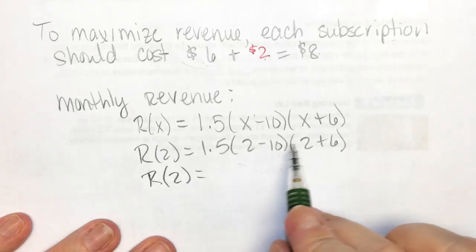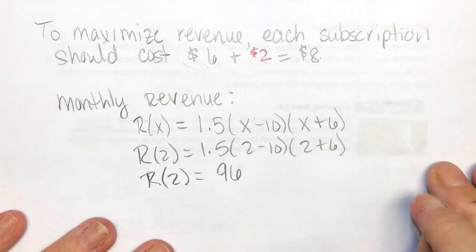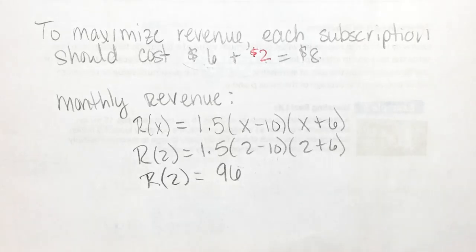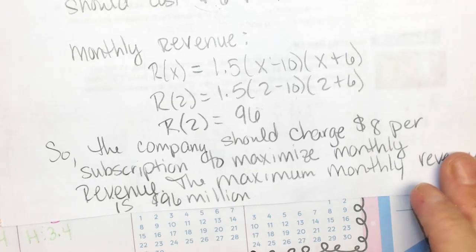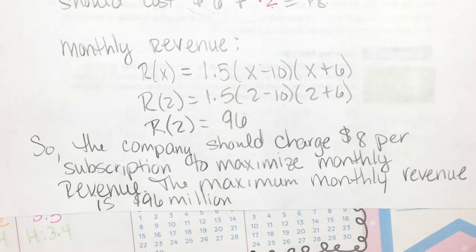And if you put all of this in the calculator, you would get 96. So what does that mean? That means the company should charge $8 per subscription to maximize the monthly revenue. And how much is that maximum monthly revenue? $96 million. I'll write that down for you. Maximum monthly revenue is $96 million.